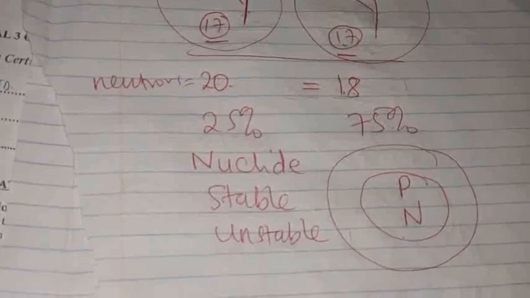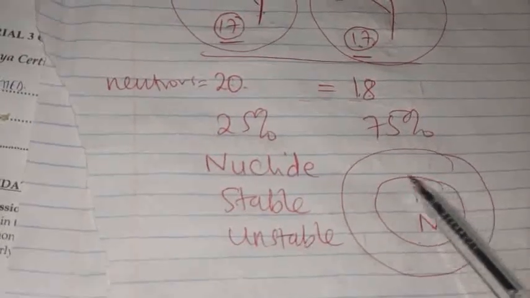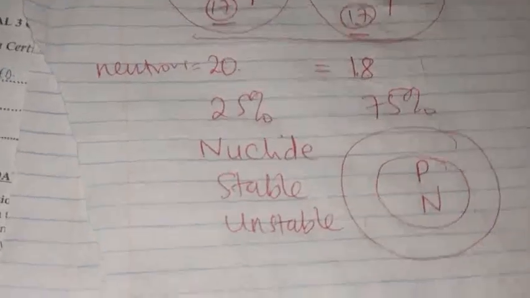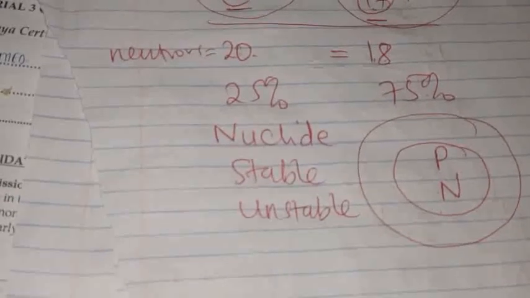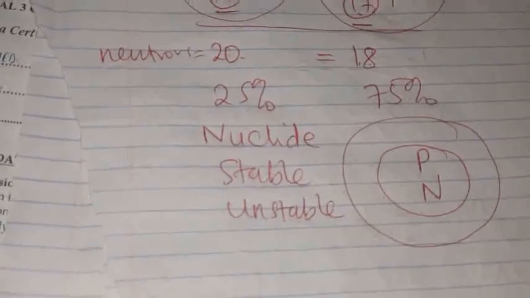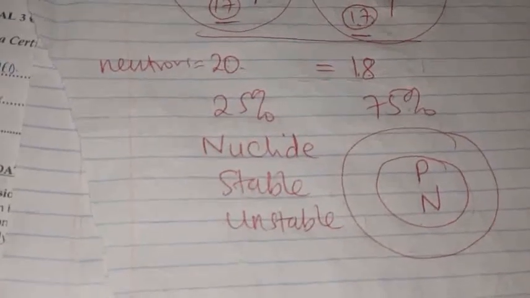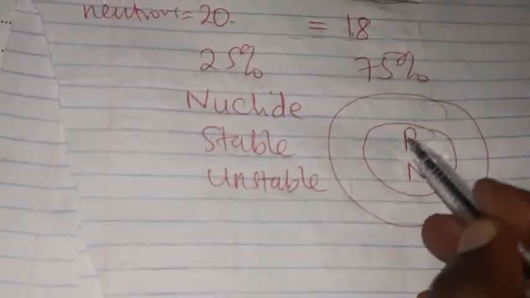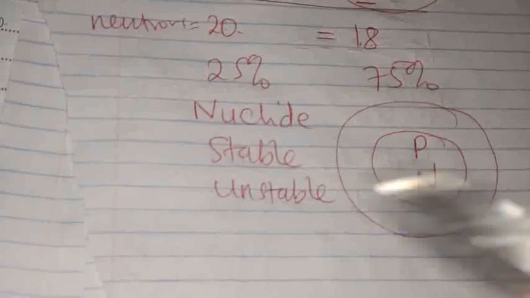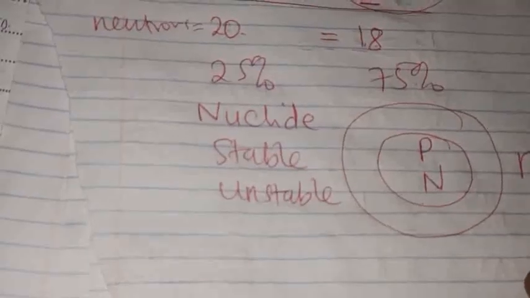So in other words, nuclides or a nucleus having protons and neutrons can either be stable or unstable. And the stability or instability of a nuclide characterized by protons and neutrons is determined by the neutron-proton ratio. So I want to know whether this nucleus is stable or unstable. I'm going to talk about the neutron-proton number in terms of the ratio.